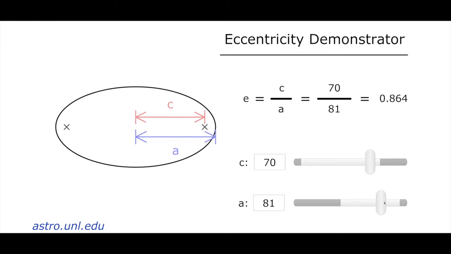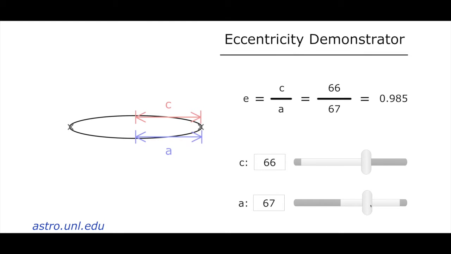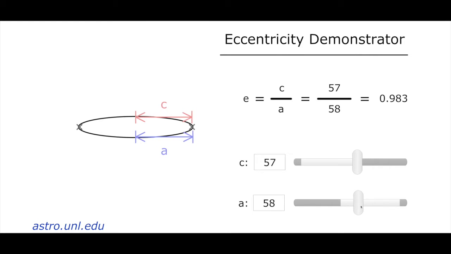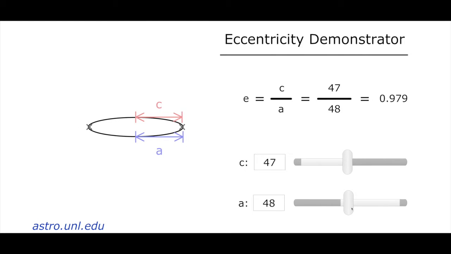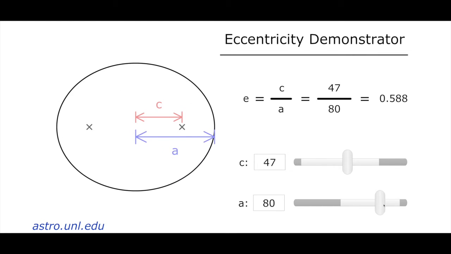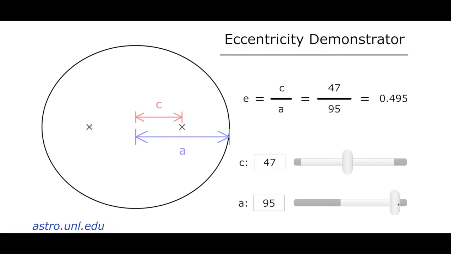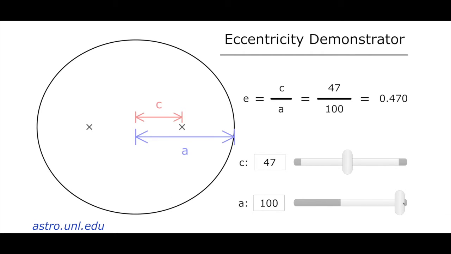And if we change the distance of the semi-axis, you can see that moving in this direction is making the eccentricity smaller, and as we move it in this direction, it's making the eccentricity larger. When we change the value of A, making it larger, you can see it's making the eccentricity lower.